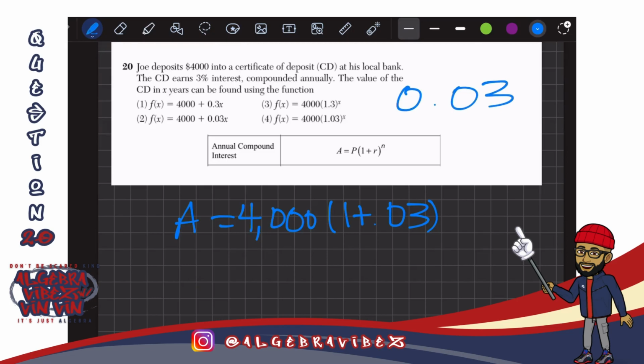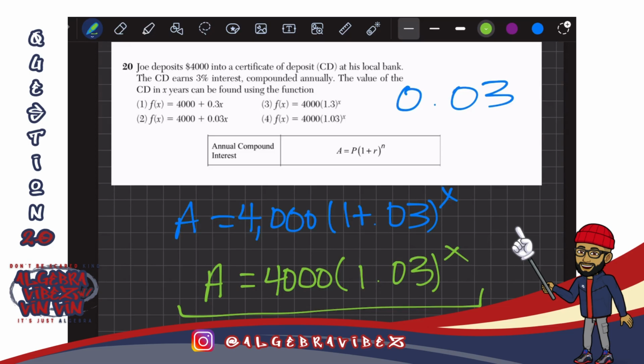We're not looking for that, so we're just going to replace our n, in this case, with an x based on our choices that we have. So I'm just going to go ahead and bring this all together. A is equal to 4,000 times 1.03 to the x, and that's going to be our final choice or our final answer.